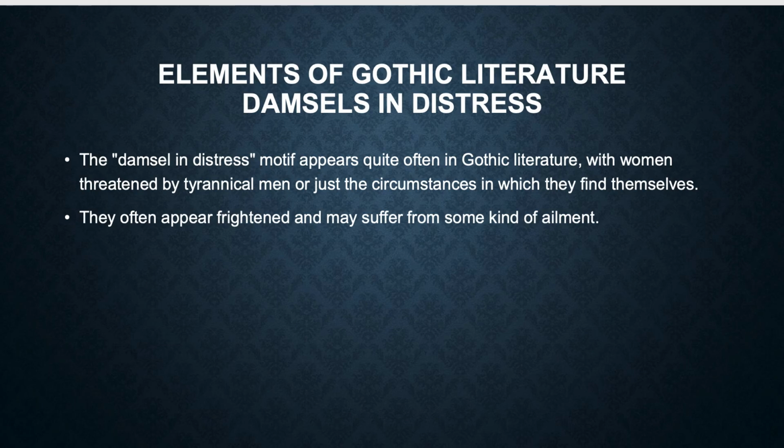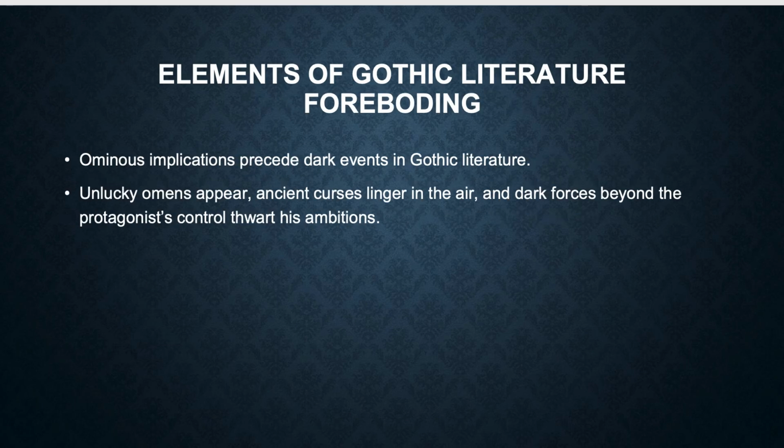Next, let's go to foreboding. So I love this sentence here. Ominous implications precede dark events in Gothic literature. What it really means is that there's foreshadowing that bad things are coming. You can tell from early in the story, because it's signs or seeds planted within the story, that bad things are going to happen. We may see unlucky omens, like symbols of death. There may be some kind of ancient curse, or even just some kind of a person who feels like maybe they've got some kind of curse on them. And sometimes there may be dark forces, something that seems supernatural or something.